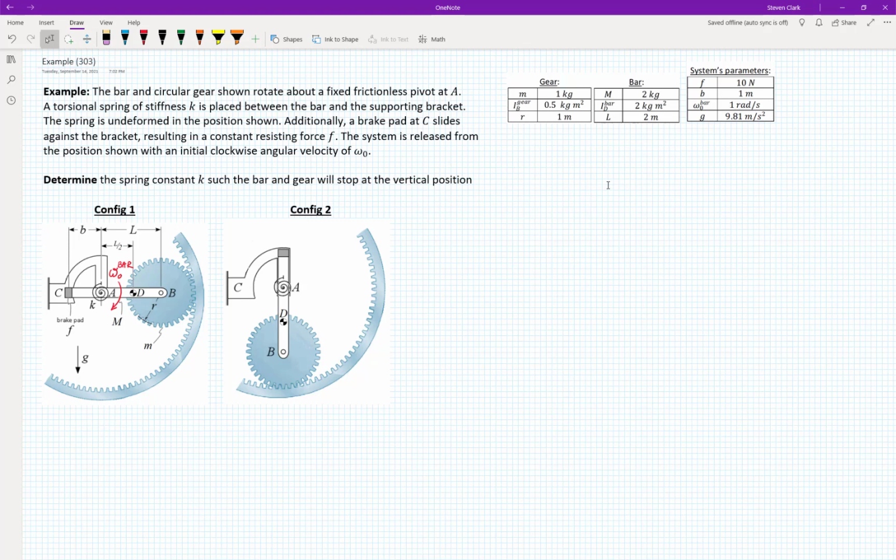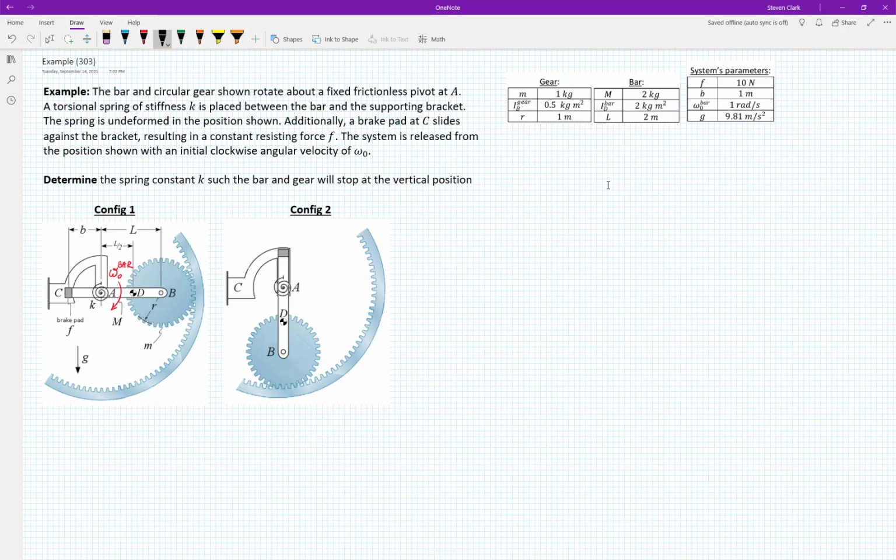Okay, so what do we have in here? We have two bodies, right? We have a gear. And what do we know about it? We know that it has mass m, it has radius r, and it has moment of inertia about its center of mass, that is IB. And that center of mass is located at point B, here.